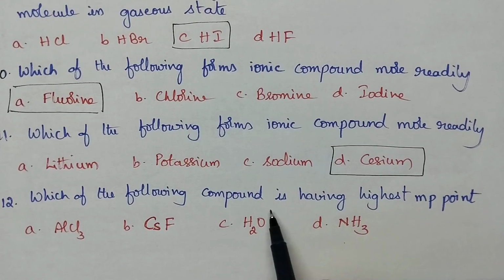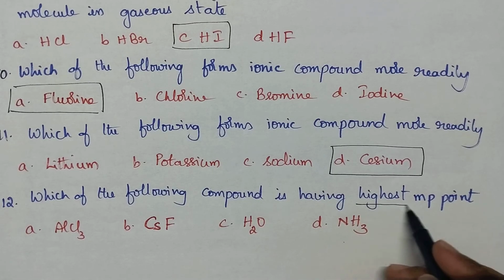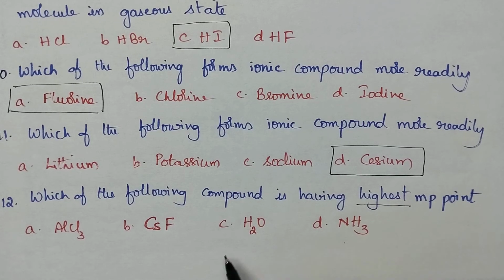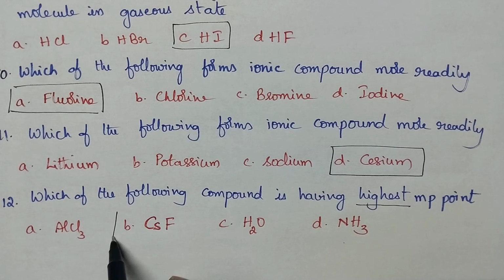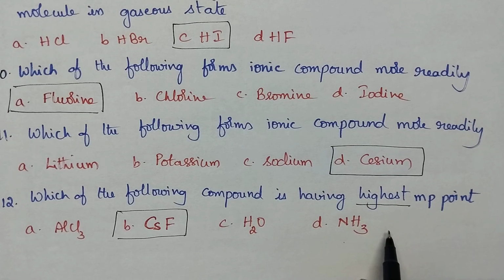Which of the following compounds has the highest melting point? Generally ionic compounds exhibit the highest melting point. So initially we have to identify which of the following is the ionic compound. So cesium fluoride is the ionic compound, whereas aluminum chloride, water and ammonia are covalent compounds.